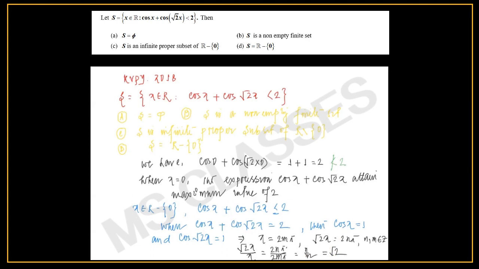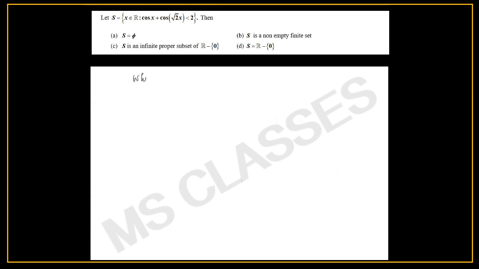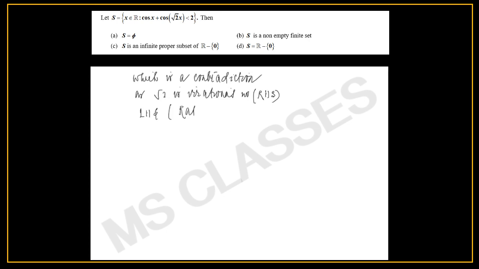So this is a contradiction. Why? As root 2 is irrational, which is present in the RHS, and the LHS is a rational number, that is n by m, where m, n belong to integers.